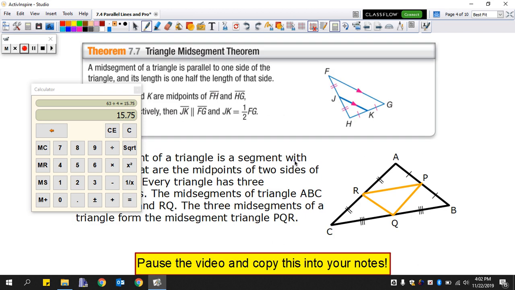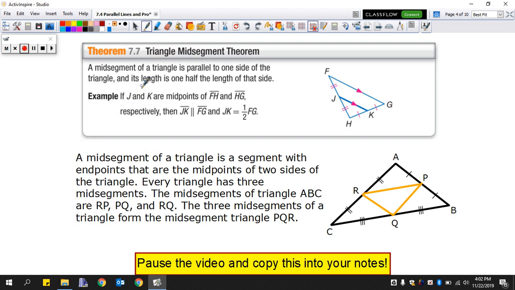All right, so another theorem that we have, theorem 7.7, is called the triangle midsegment theorem. It says the midsegment of a triangle is parallel to one side of the triangle, and its length is half of the length of that side. So that's saying that JK is half the length of FG. The midsegment of a triangle is a segment with endpoints that are the midpoints of the two sides of the triangle. Every triangle has three midsegments.